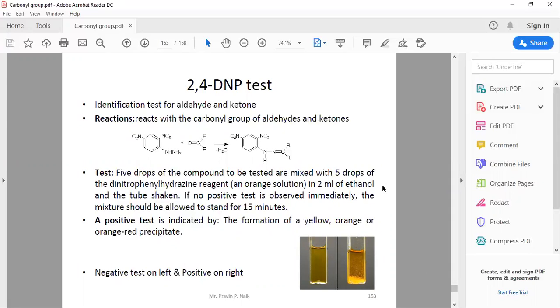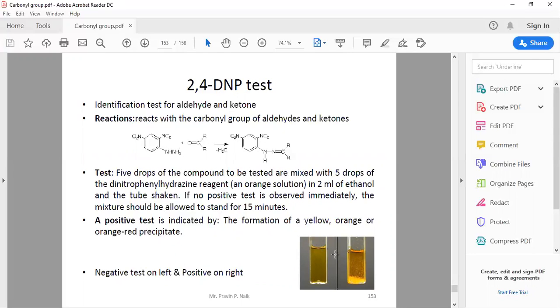In the syllabus it is mentioned that different qualitative tests are to be discussed. So the first test to identify aldehydes and ketones is called the 2,4-DNP test. Why is it called the 2,4-DNP test? Because of the reagent which is used. It is 2,4-dinitro. You can see here the dinitro group is present over here, and therefore it is called the 2,4-DNP test.